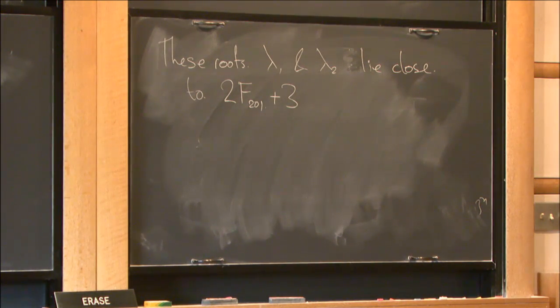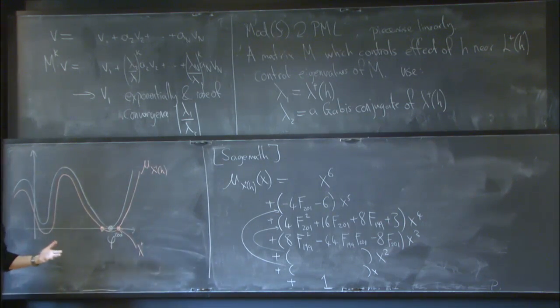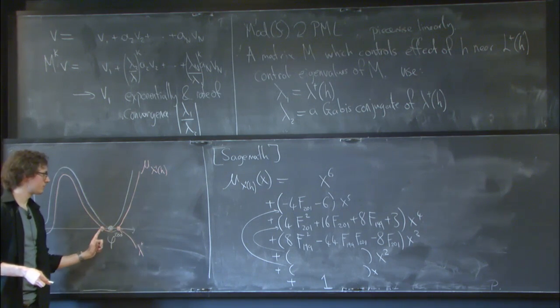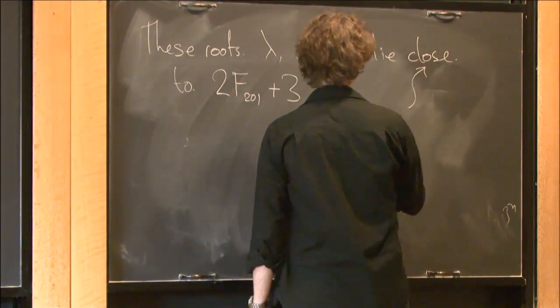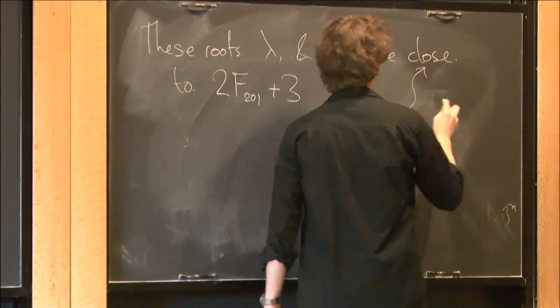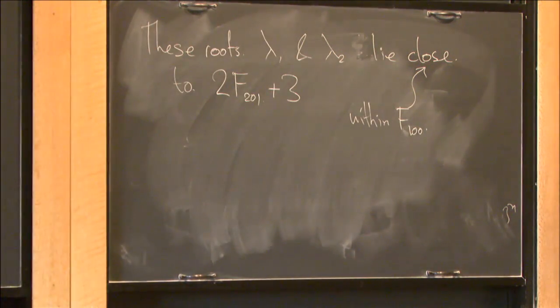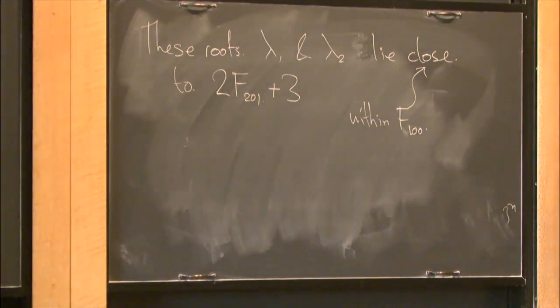And again, if you go through this calculation and you figure out exactly where these roots are, you can control exactly how close it is. So here, where things have separated a little bit, I can actually tell you that not only are these things close, by close, I really mean within f100 of each other. So each of these two roots that I have here lie within f100, the 100th Fibonacci number, of this thing here, 2 times the 201st Fibonacci number plus 3.